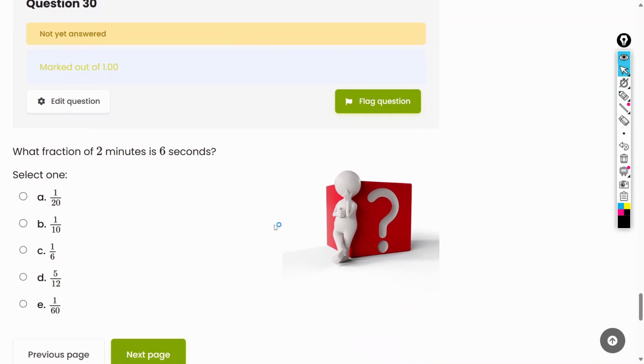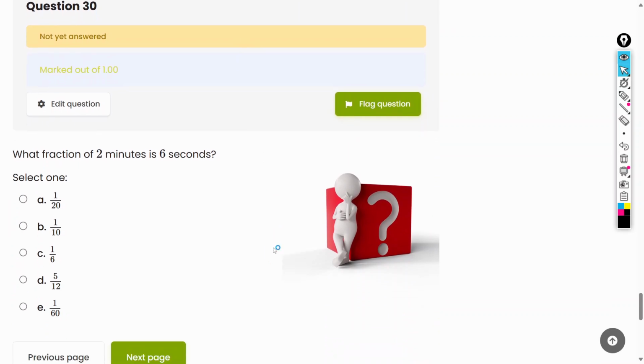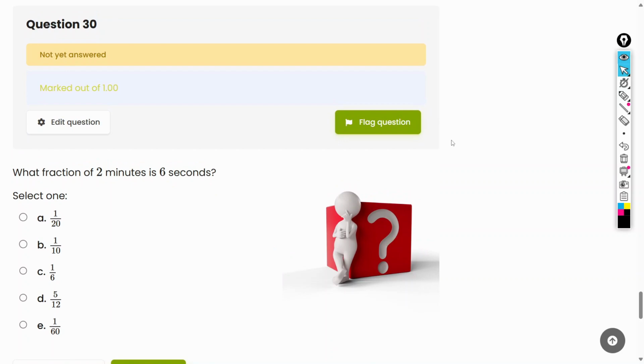What fraction of 2 minutes is 6 seconds? Now, we can't compare two things in different units, so we need to change one of them to the other unit. Since minutes are bigger than seconds, we should change from the bigger unit to the smaller unit. So we're changing 2 minutes to seconds. Since we are moving from a bigger unit to a smaller unit, we multiply.